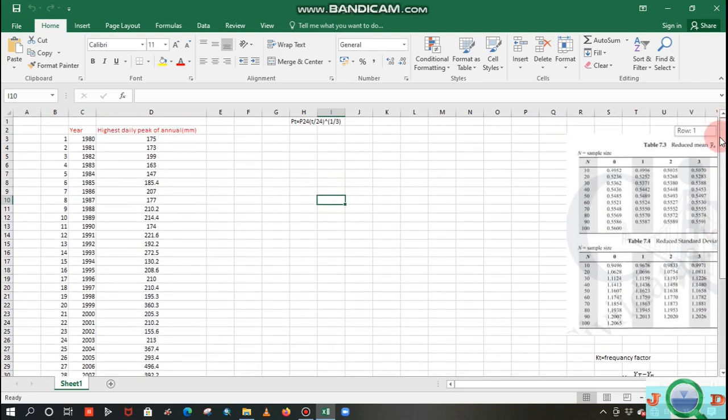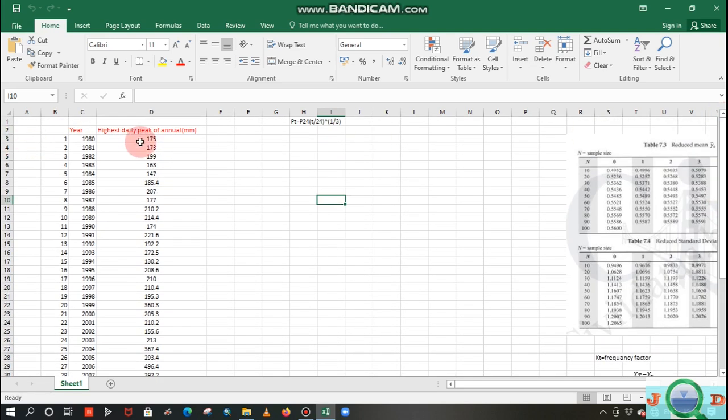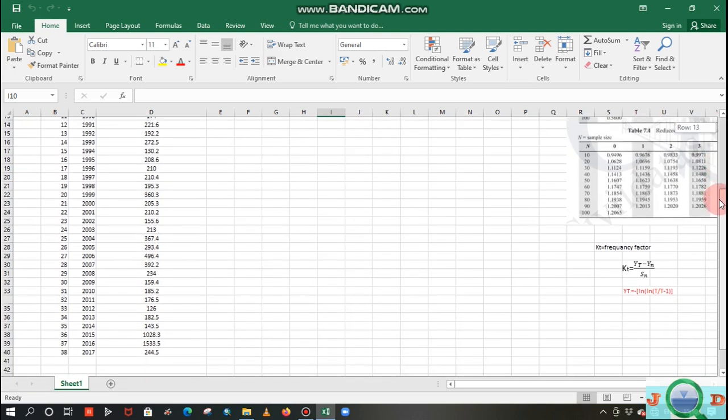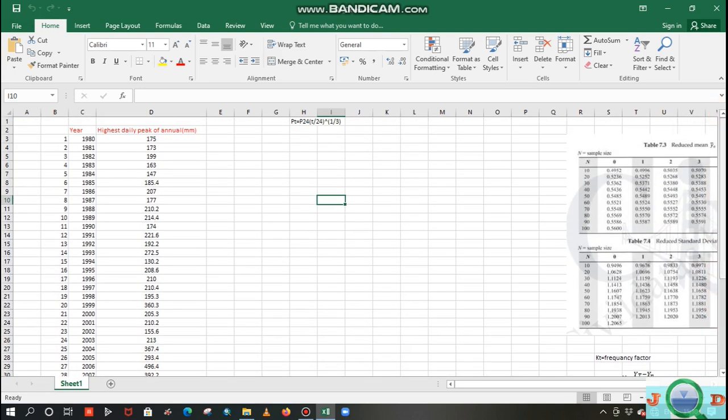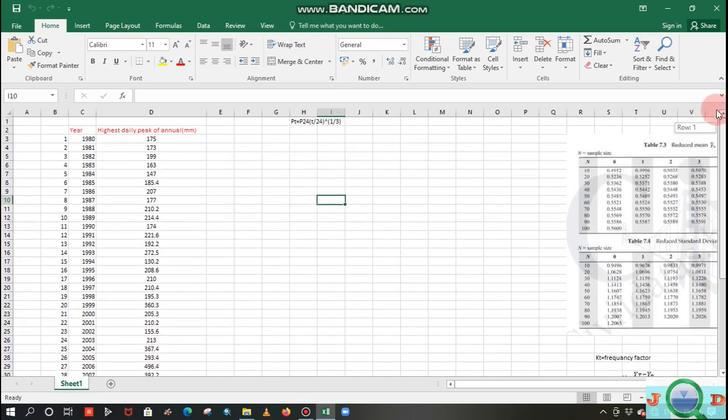Before that, I have the rainfall data of a station from 1980 to 2017. So there are 38 years of data, and from that I found the highest daily peak of each year and noted it down for each year till 2017. So our sample size is 38, because I have the rainfall data of 38 years, that is the highest daily peak annual precipitation data.